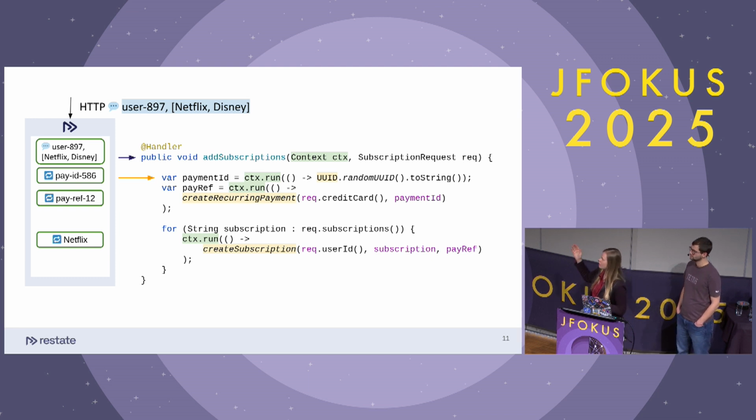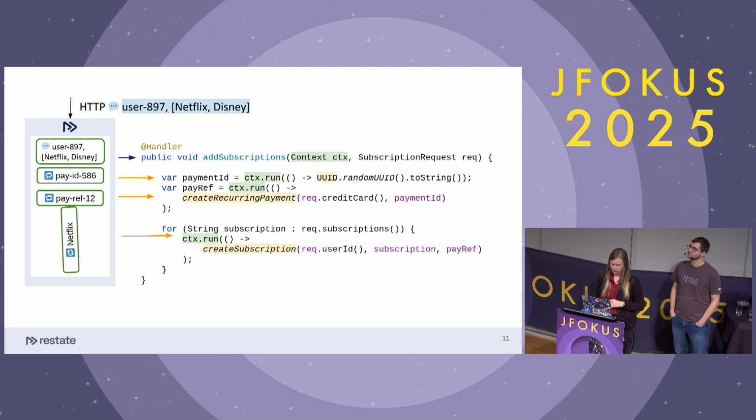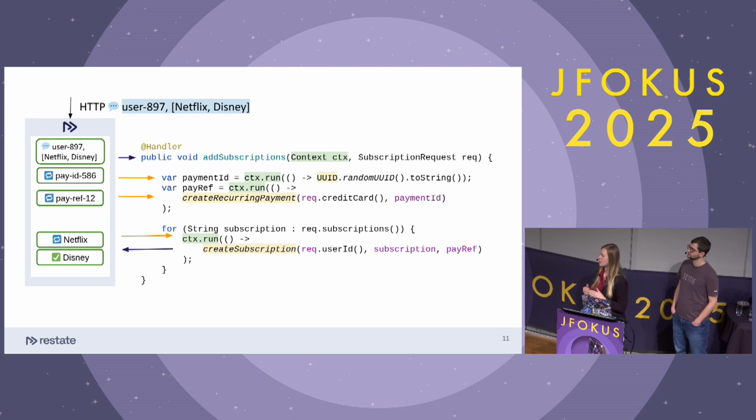So this means we now have a stable ID that will make sure that we never have that payment 2 times. Then the payment reference, it also is already in the log. Then there's Netflix. And when we now go to the Disney subscription, it will see I cannot find anything in the log. So that means this subscription still needs to be created. So it will do that, and we will end up with a successfully completed invocation.